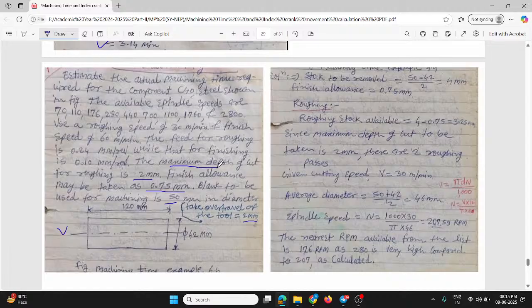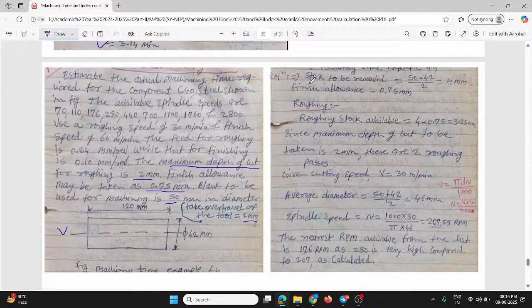Again it is mentioned, for roughing the maximum depth of cut is 2 mm. That is, the maximum depth of cut which can be taken on this particular lathe machine is equal to 2 mm. So you have to understand that first of all you have to calculate how many passes are required to be carried out there. Okay.